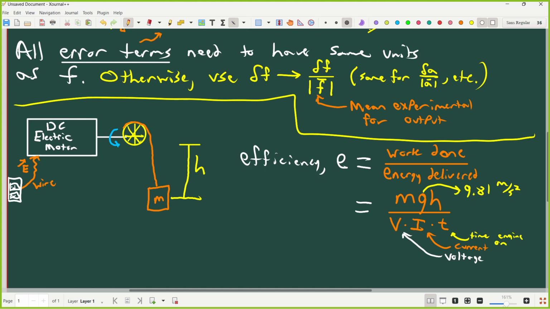Okay, so in order to figure out the efficiency or to measure this, we have to bring out a couple of gauges. We need a scale, we need a ruler, and we need a multimeter. A multimeter is something that measures voltage and current. If you've never seen a multimeter, you will in this class in the next rotation. And then we also need a stopwatch.